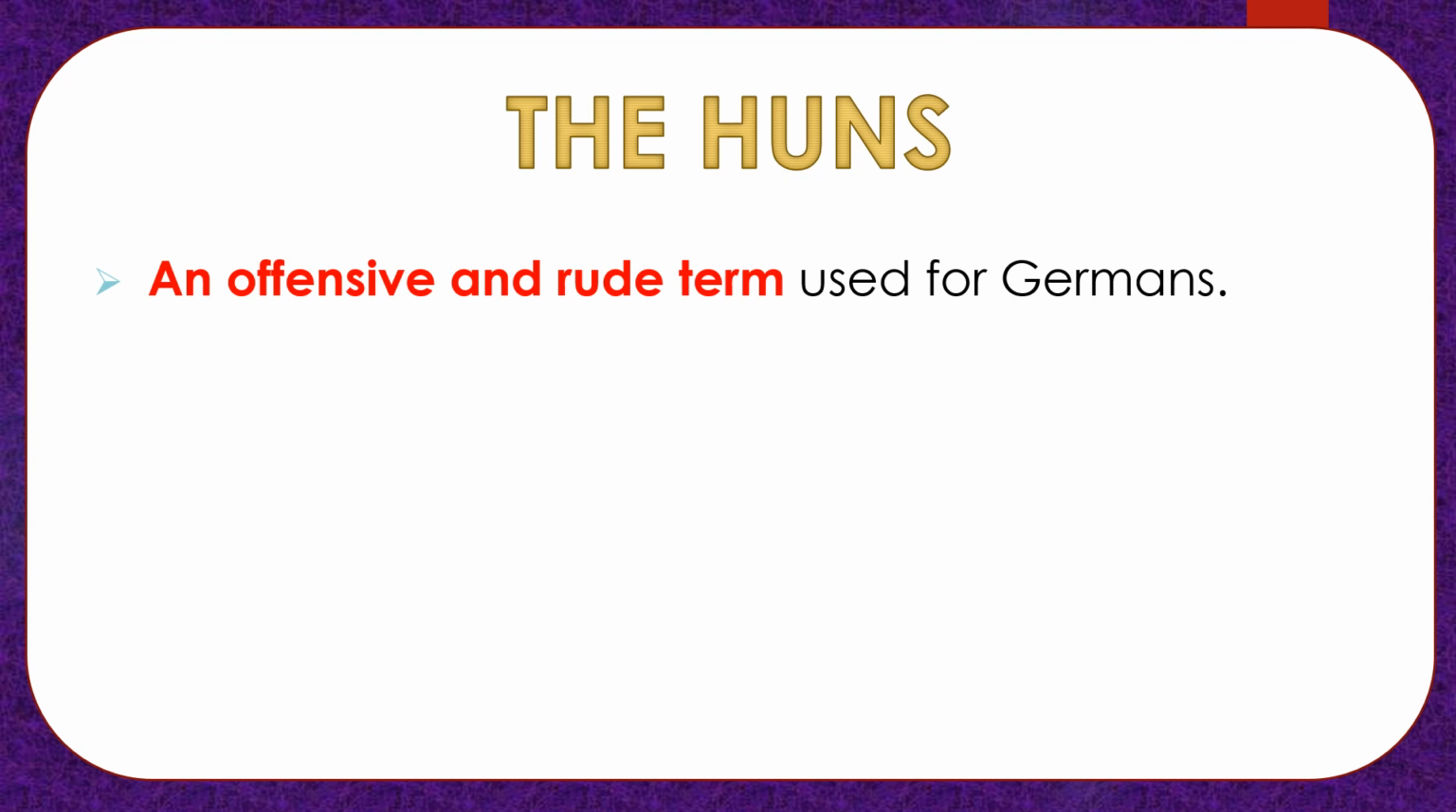You know, this is like when you call an African American, a black person, black or Negro. That is very rude, right? So calling the Germans or the German Americans, like the Schermers, the Huns is very rude. It is an offensive and rude term. Okay, it is an insult.